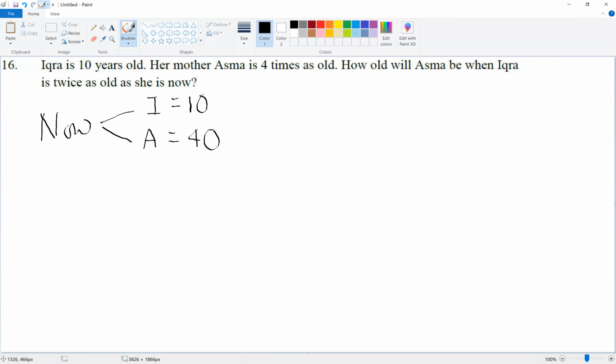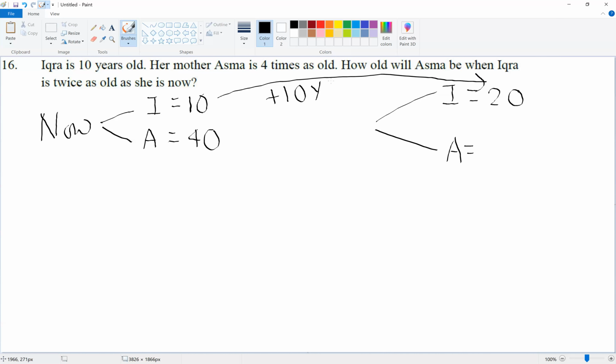And then the question is, how old will Asma be when Ikra is twice as old as she is now? So what age would Ikra be at that time? Should be 20. Wait, Ikra is 10, sorry. Ikra is 20. Okay. So this will happen in how many years? 10 years. So 40 plus 10, which is 50 for Asma.